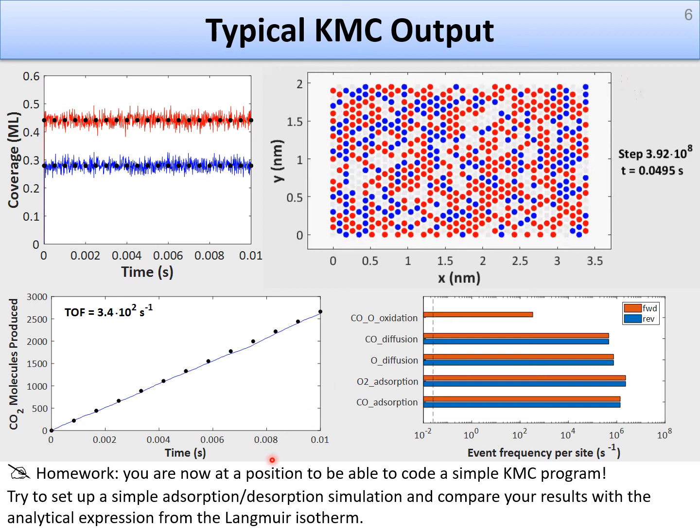So you can have a simple set of rules, adsorption and desorption. And when you code your Kinetic Monte Carlo, try to compare your results with the analytical expression from the Langmuir isotherm. So you can try, like I said, a very simple example without lateral interactions, just adsorption, desorption, and your results should be in line with the Langmuir isotherm that we discussed in the previous lecture. So this would give you a way to validate your code.